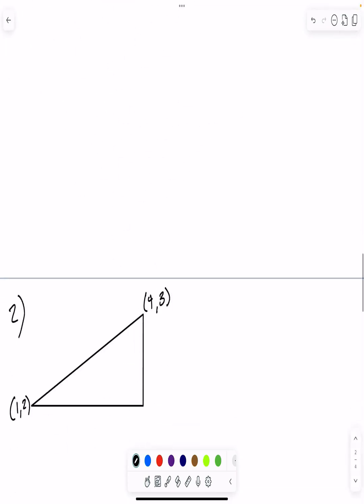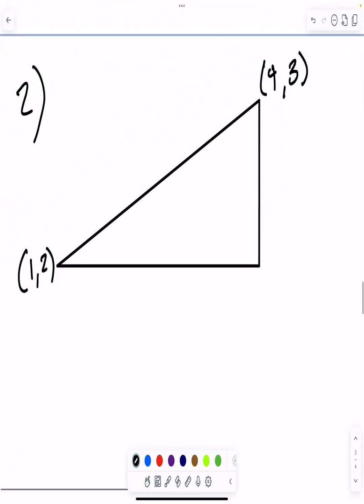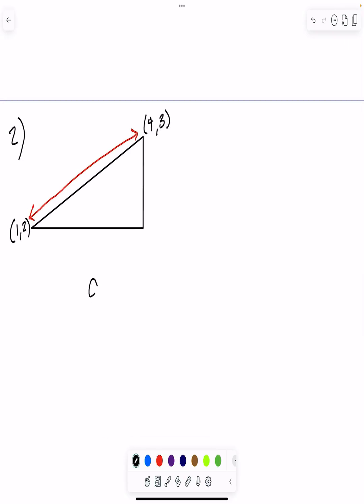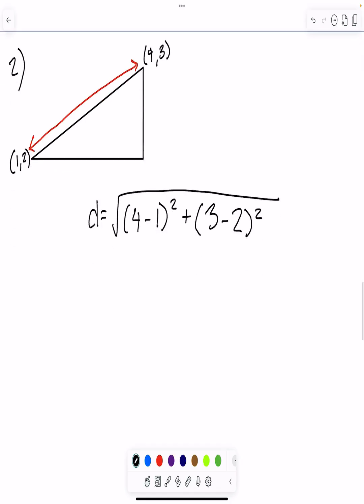Let's take a look at one more problem. Again, we are trying to figure out the distance from this line, or this coordinate, to that coordinate. So let's take a look. Again, distance formula is informing me that I need to take the second value of my x, which is 4, subtract that from my first value of x, which is 1, square that, and add that to the second value of my y, which is 3, subtract it from my first value of y, which is 2, square that.